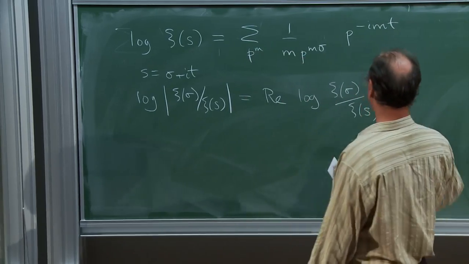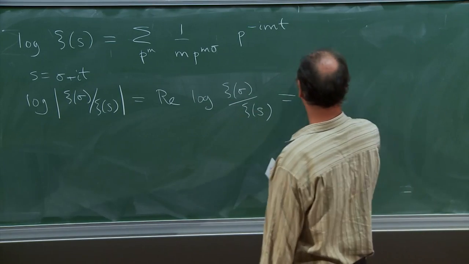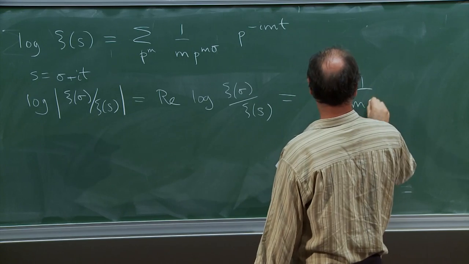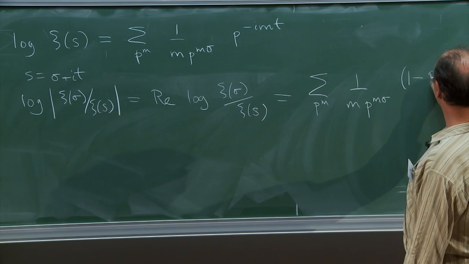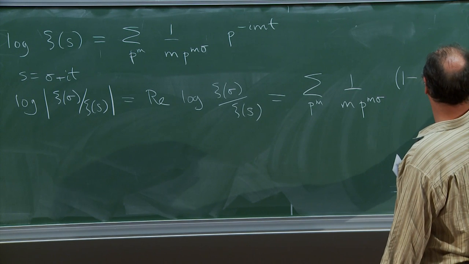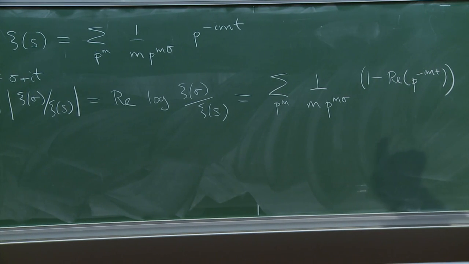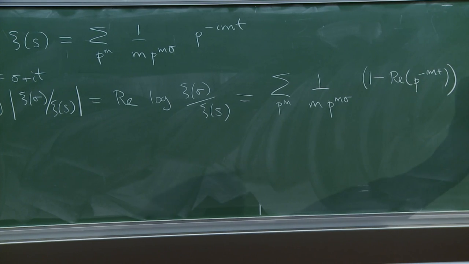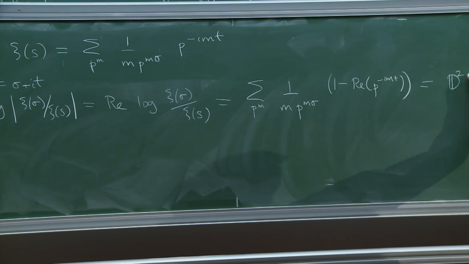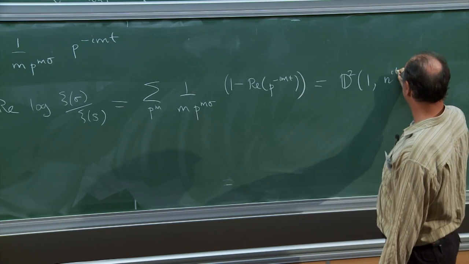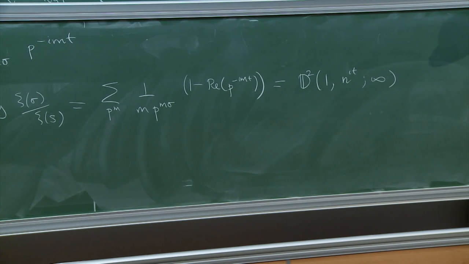And then if we just use this formula, what do we get? Well, s and sigma have this part the same. So we get the sum over the prime powers of 1 over m p to the m sigma. And then for the zeta sigma, t is 0, so this is just 1. And for the other part, we have that. Now, if you look at our definition up there, it looks pretty similar. And if you like, this is comparing with the appropriate set of weights. This is the distance between 1 and n to the it, all the way to infinity.